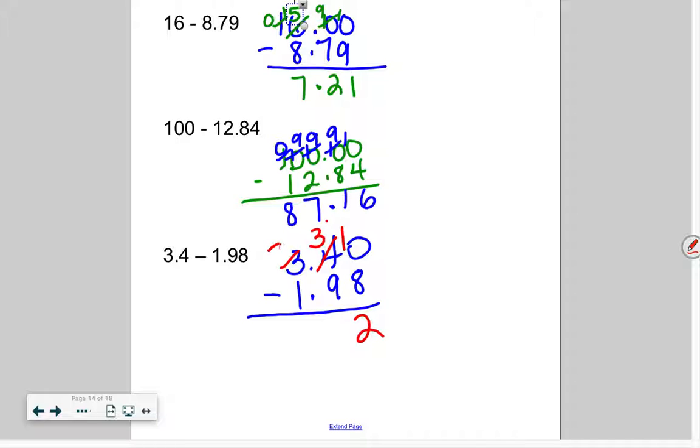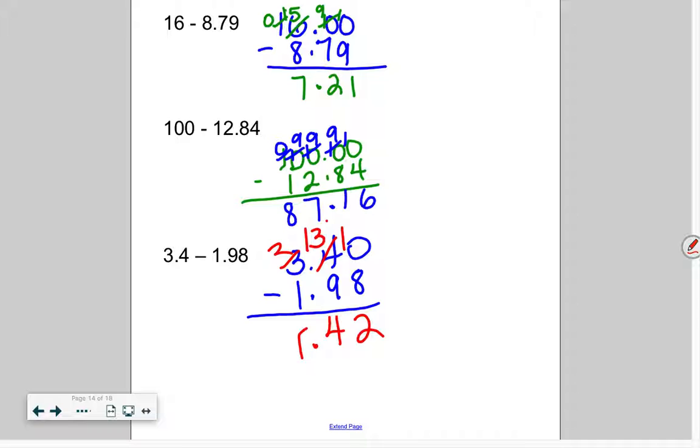No, so I have to borrow again. 3 becomes a 2. The 3 above becomes 13. Now 13 minus 9 is 4. Bring down the decimal point. 3 minus 1 is 1. 2. Nope, it's 2 minus 1, isn't it? Yeah. I can't read my own handwriting. That would be a problem. 1 in 42 hundredths.